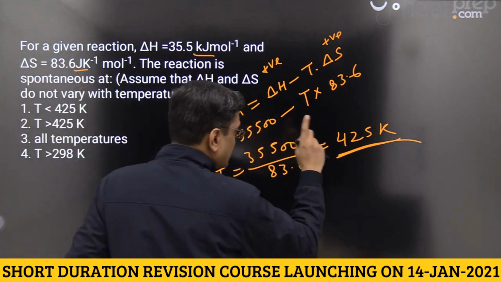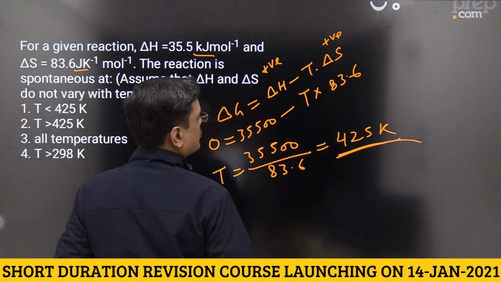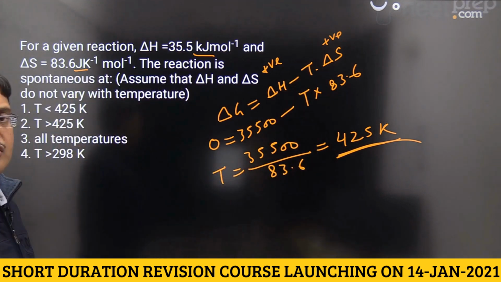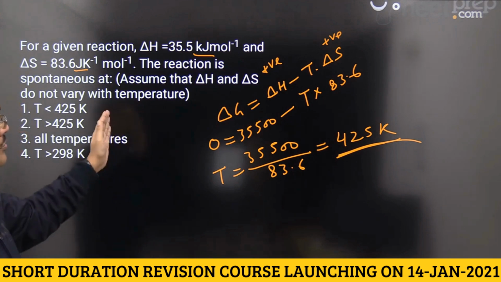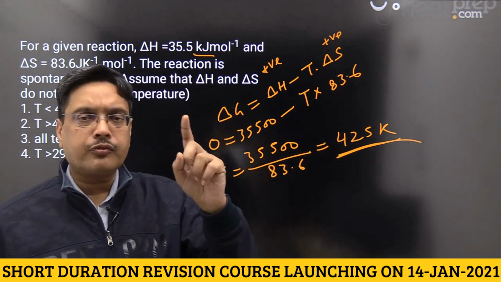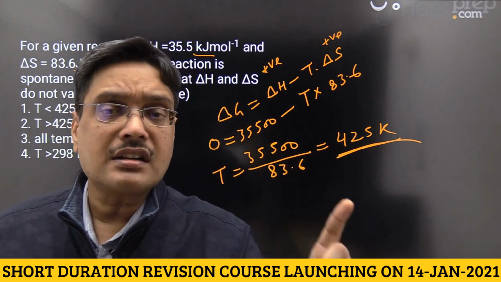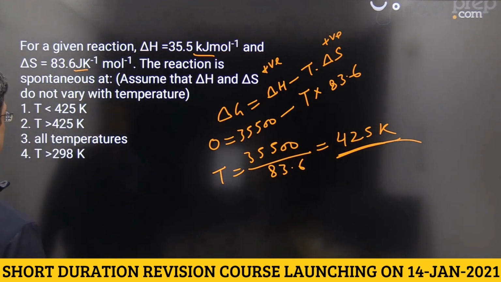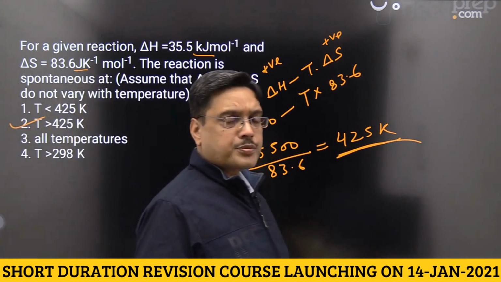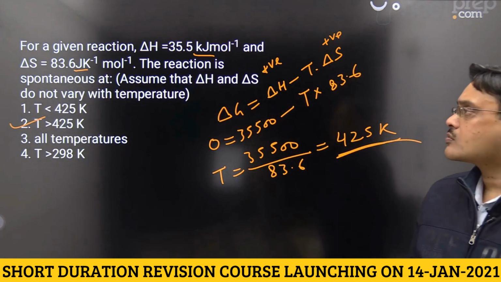If you decrease the temperature from 425, then the reaction is non-spontaneous, because the negative value decreases. So the sign becomes positive. So the temperature should be increased from 425 Kelvin, then the reaction becomes spontaneous. So T must be greater than 425 Kelvin. The lower temperatures are the wrong answer. 298 Kelvin is a much lower temperature. So the second is the option at which the reaction is spontaneous.